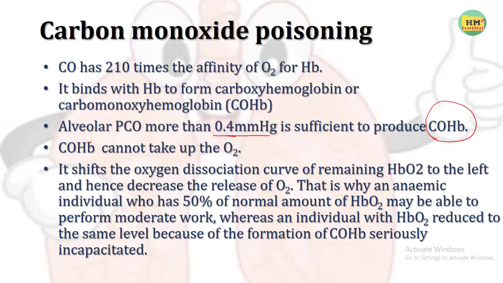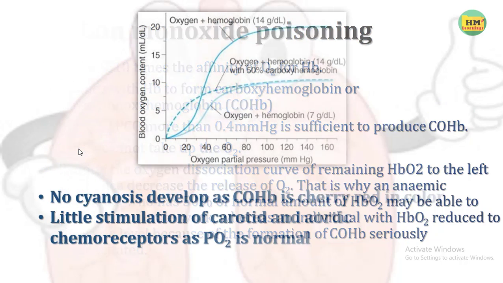Alright, so the carboxyhemoglobin doesn't allow the remaining hemoglobin to take up the oxygen and to release the oxygen, and that is why there is anemic hypoxia. So what does the carboxyhemoglobin do? It actually shifts the oxygen dissociation curve to the left side.